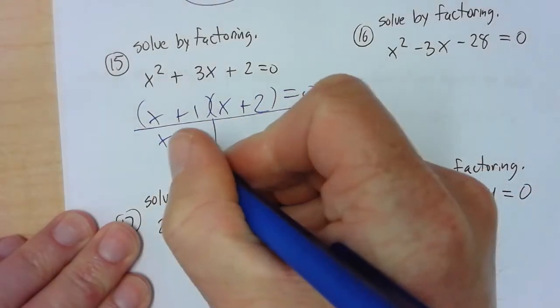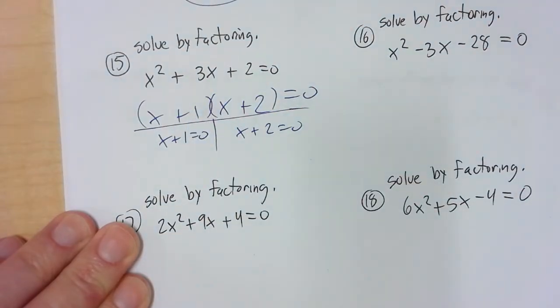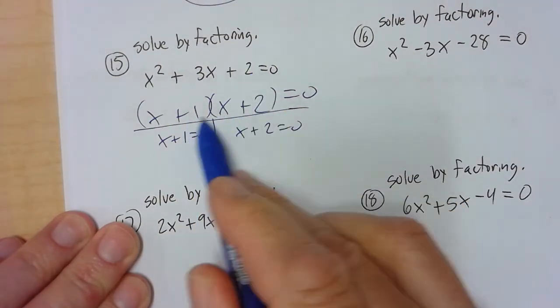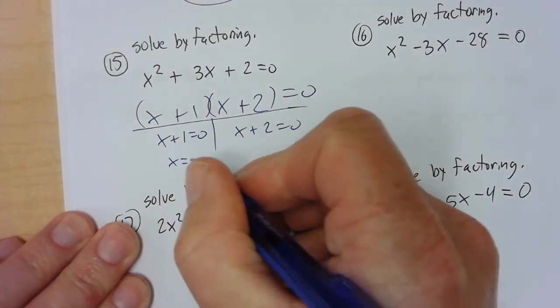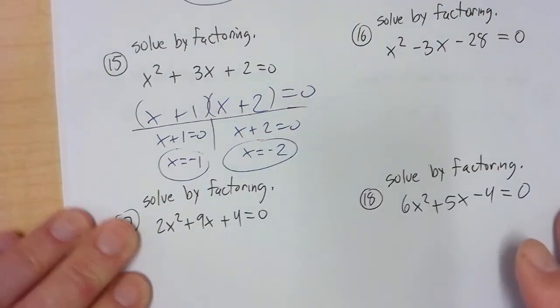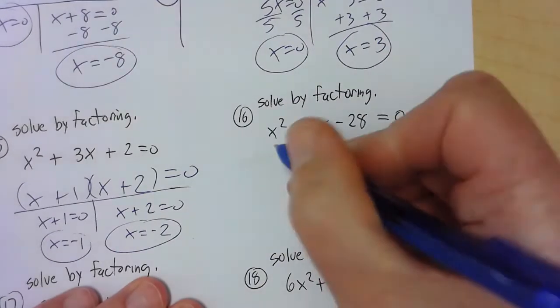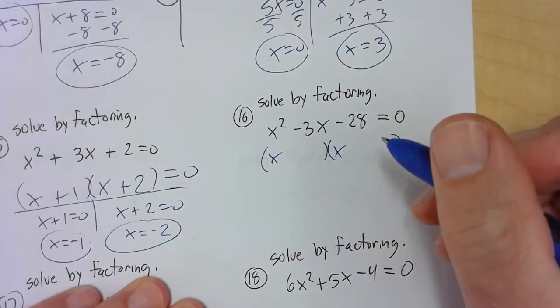So it's x plus 1 is equal to 0, x plus 2 is equal to 0. You set each factor equal to 0. This times this is that. 1x and 2x makes 3x in the middle. Subtract 1, x is negative 1. Subtract 2, x is negative 2. Solve by factoring. So the only thing different here is this one has a little bit more difficult factoring.